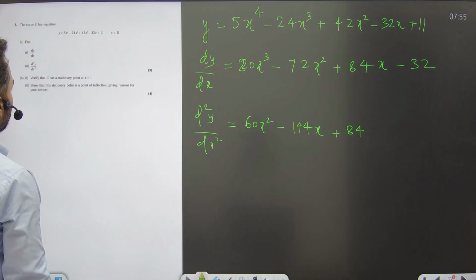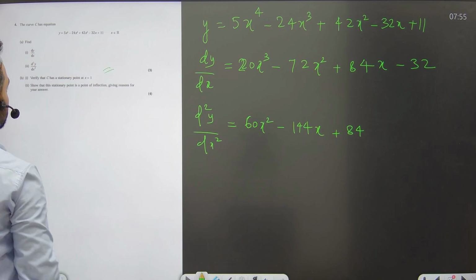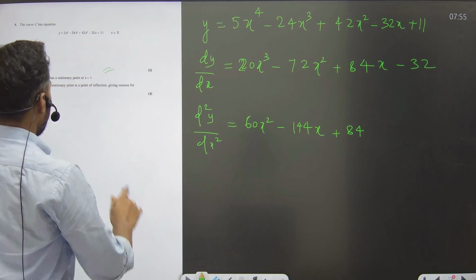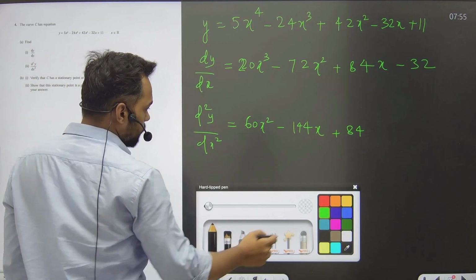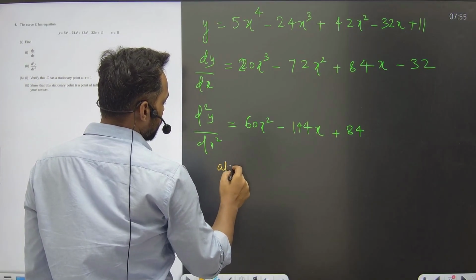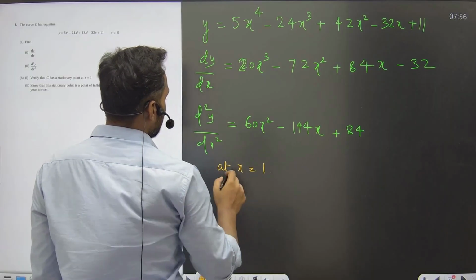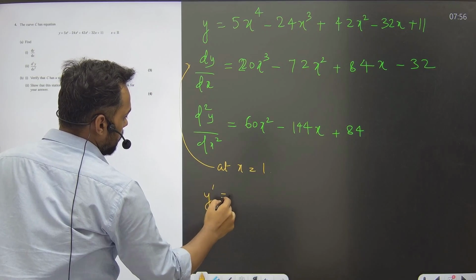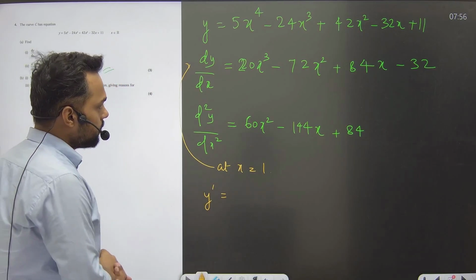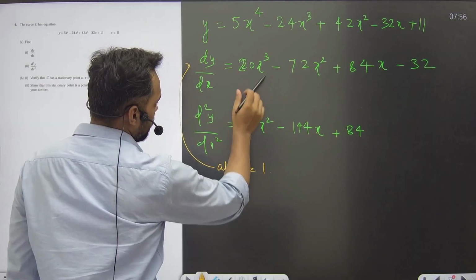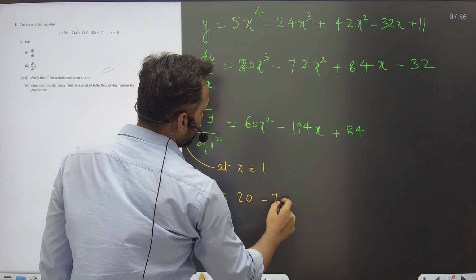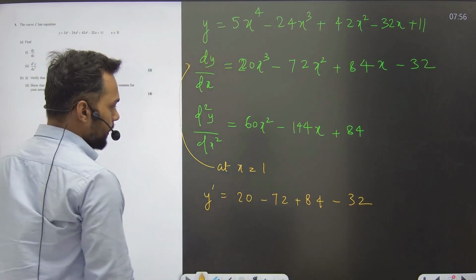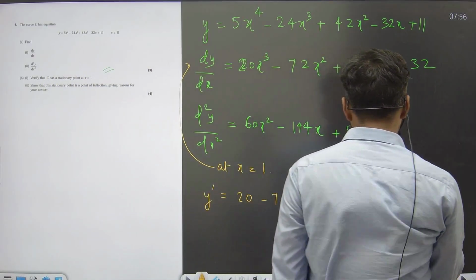Verify that C has a stationary point at x equals 1. So we need to verify this part. At x equals 1, just plug in the value of x equals 1 in this differentiation. y prime, dy by dx, could be written like this also, students. Plug in the value of x equals 1 in the equation. What will we get? 20 minus 72 plus 84 minus 32. On calculating it, what we are getting is 0.